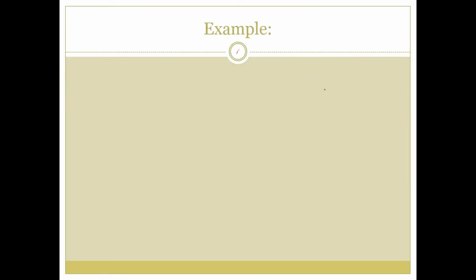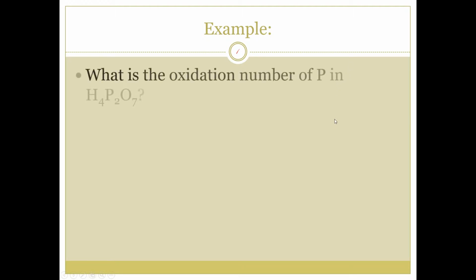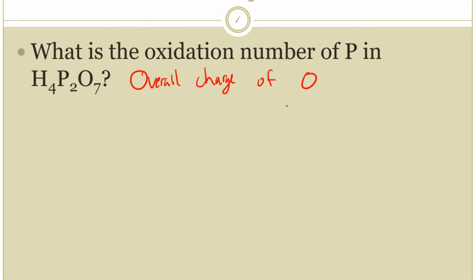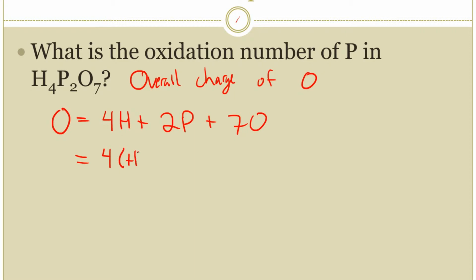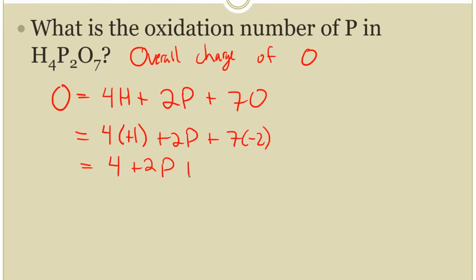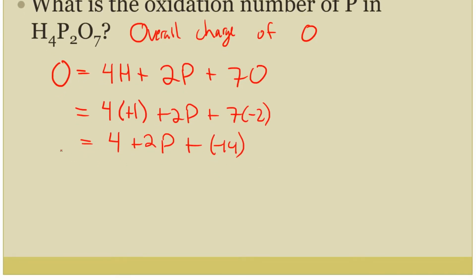All right, so here's another example. Let's calculate the oxidation number of phosphorus in this particular compound. Right, so here we have an overall charge of 0 again. So 0 will equal the 4 hydrogens plus the 2 phosphoruses plus the 7 oxygens. Without any other information, we'll say that the hydrogen has a charge of +1. We don't know what the phosphorus has. The oxygens have a charge of -2. Carrying out the math, that's a total of +4. This will be 2P. This will be -14. All right, and then that'll be all equal to 0.